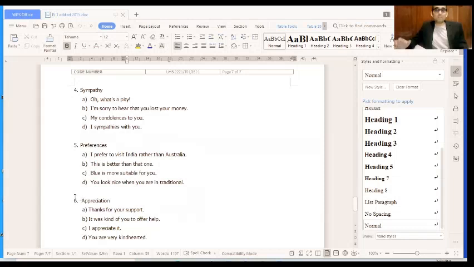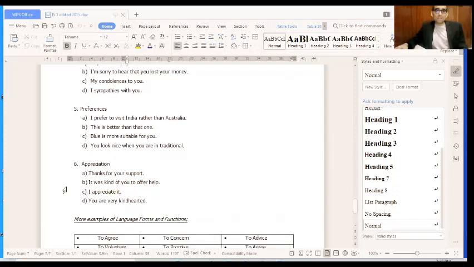Example is sympathy. So the word sympathy is the function of language form and function, but how will you say it? How will you say to people? Oh, what's a pity? That is sympathy. I am sorry to hear that you lost your money, so you feel sad. So that is sympathy. My condolences to you. So you saying sorry because you're sympathy. I sympathize with you. So these are the statements that you can use for the function sympathy.